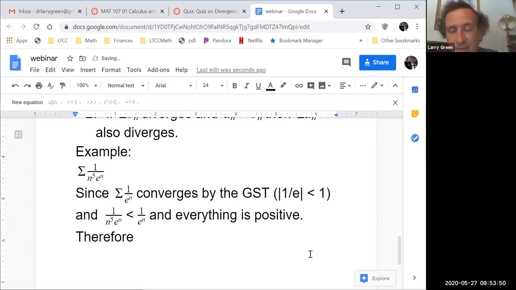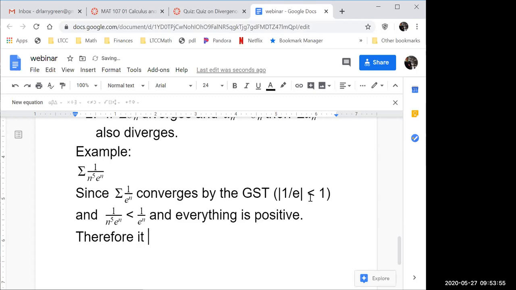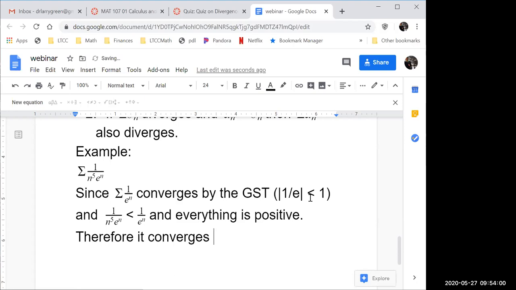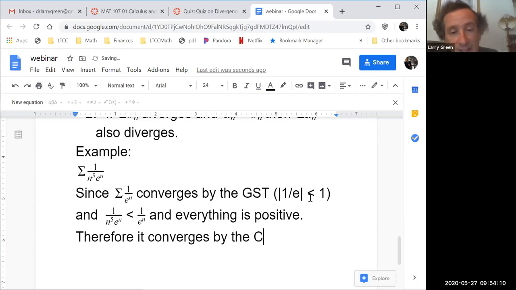Therefore, it converges. It converges, but you can't just stop. What else do you have to say? Yeah, by the comparison test. Okay, you have to cite the test you're using, and notice that for this example, we needed 2 different tests, and that's common.